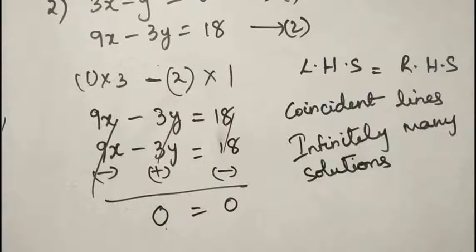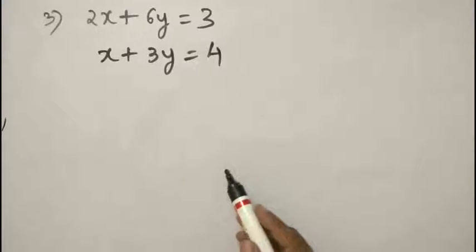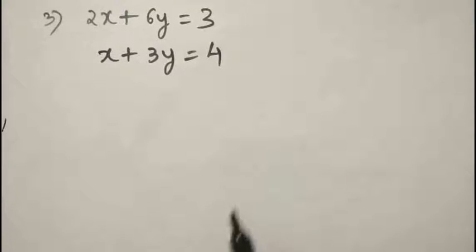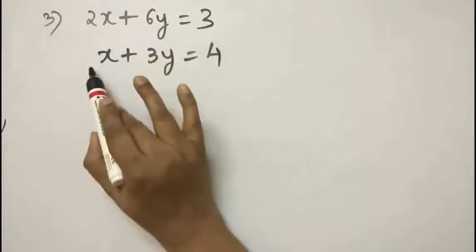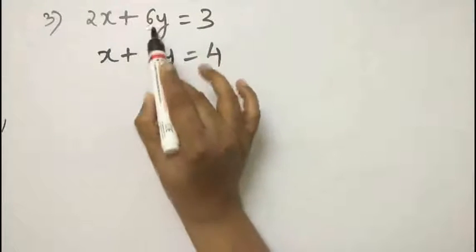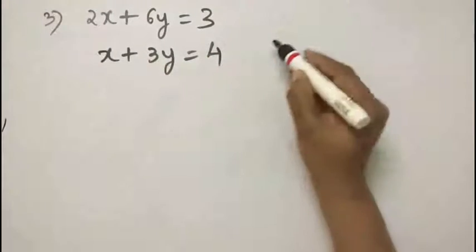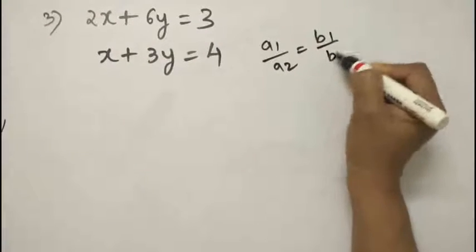Okay. Now, let us go to another problem and study about the parallel lines. Suppose these two are the equations given and asked to solve using the elimination method. If you observe here, it is 2, here it is 1. So, 2 by 1 is 2. Here it is 6, here it is 3. 6 by 3 is 2. So, we got a1 by a2 equal to b1 by b2.